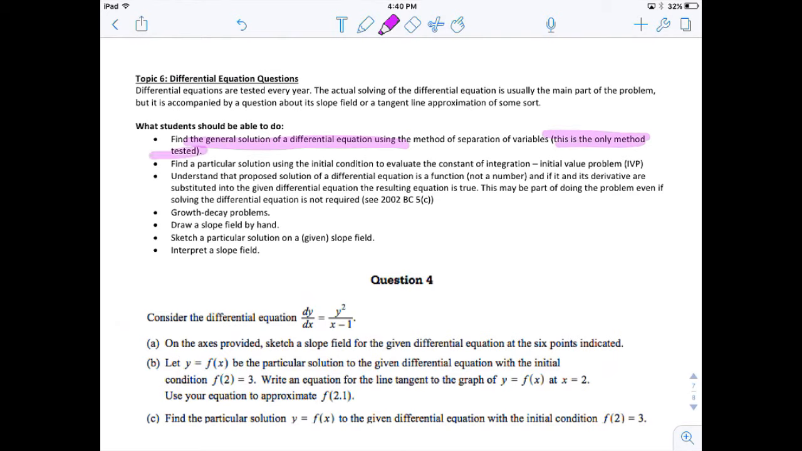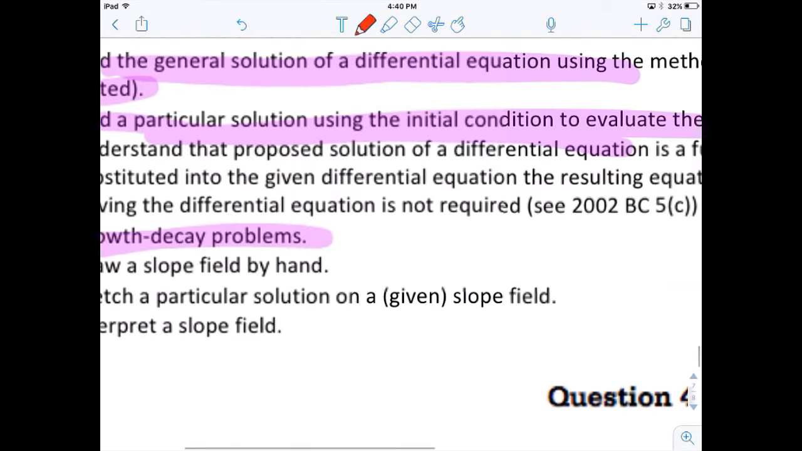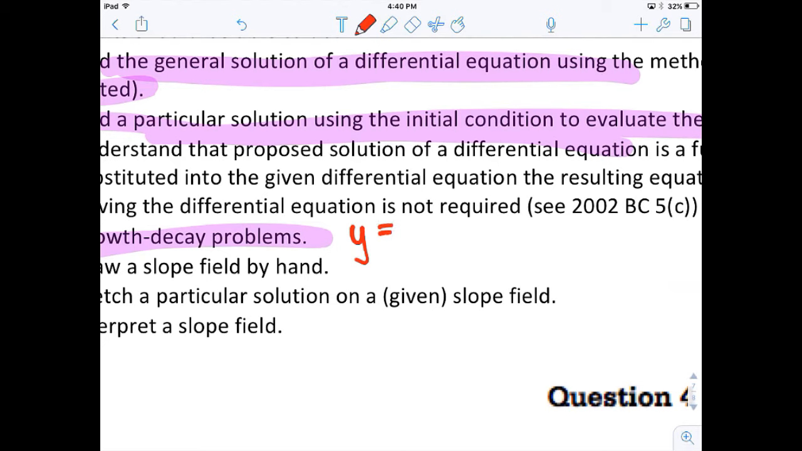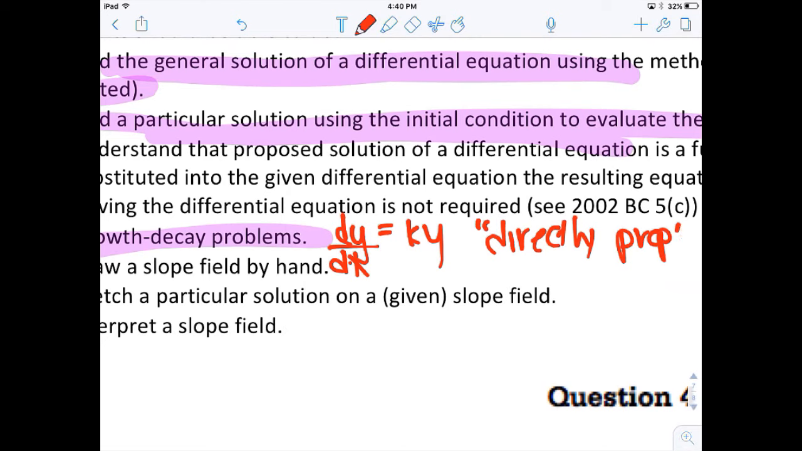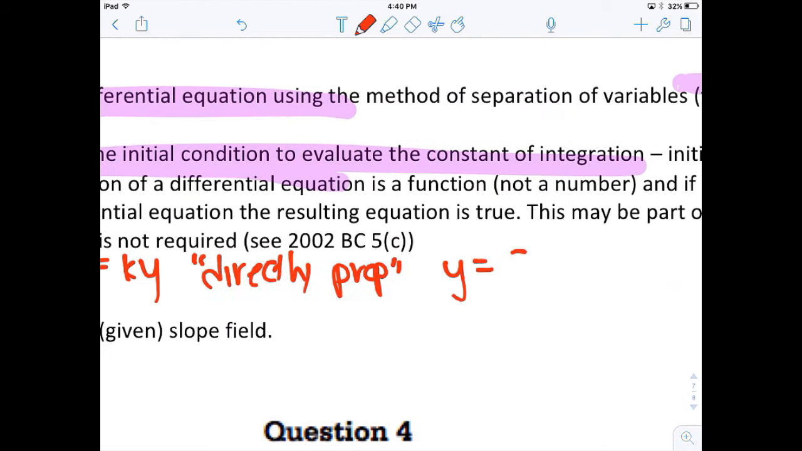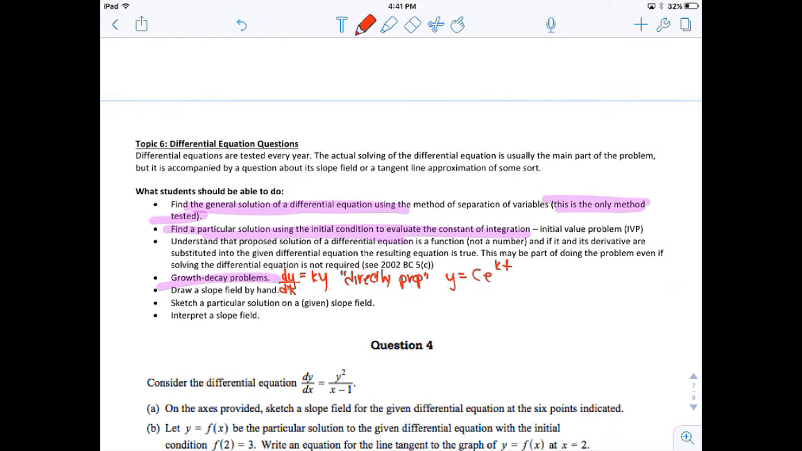Growth and decay problems. Remember, if you see dy/dx equals ky, or if you see that something is directly proportional, then you should think about y equals ce to the kt. That typically is in the multiple choice, but could be a free response. Slope fields, if you get a slope field, you better get that whole thing right because those are easy points. Sketch a particular solution curve, again, easy points, and interpret.